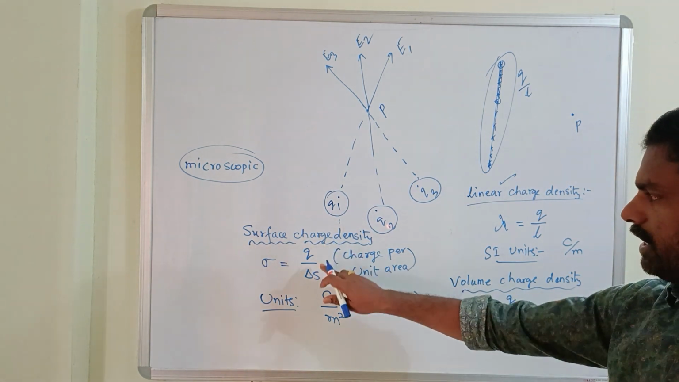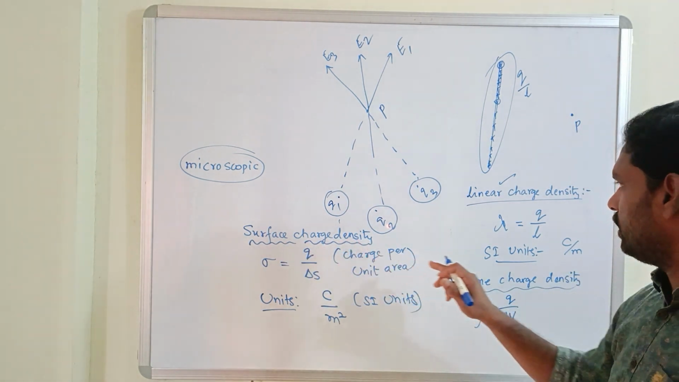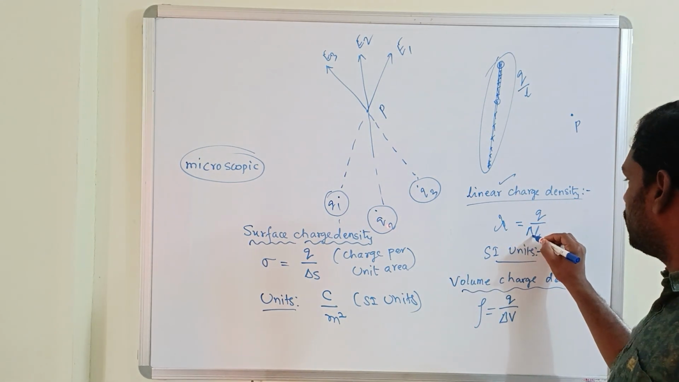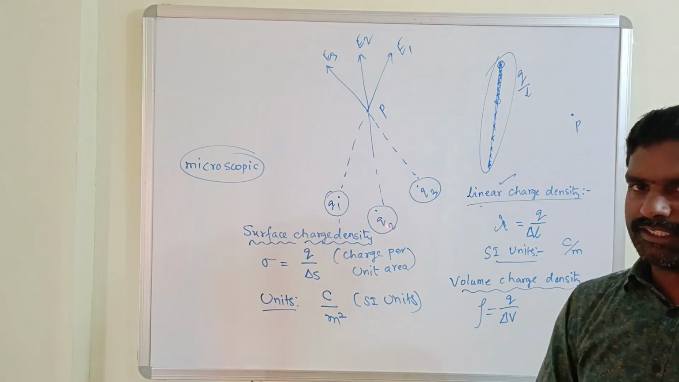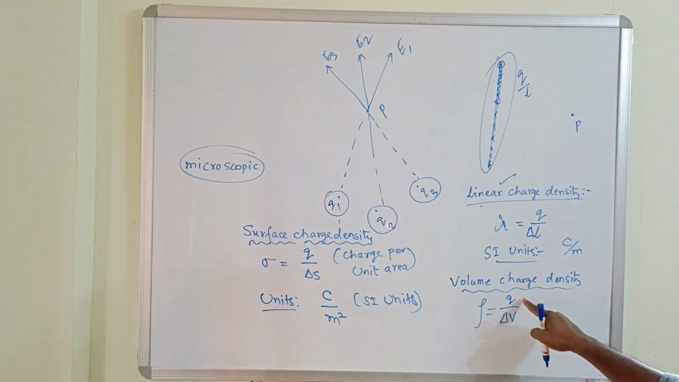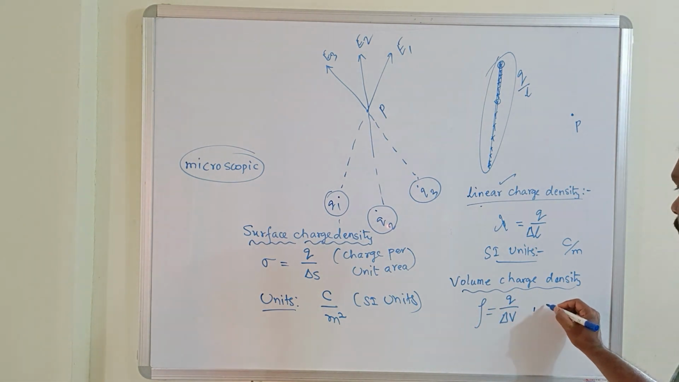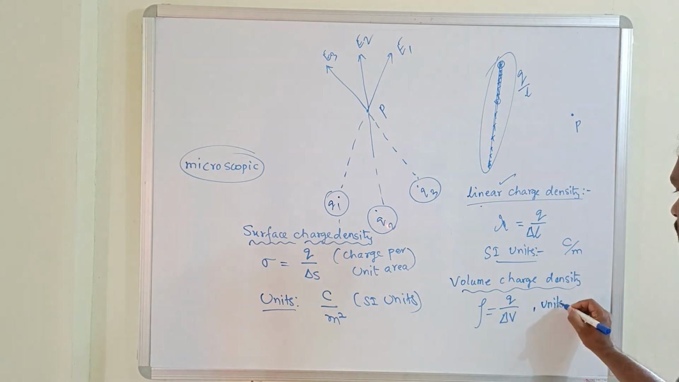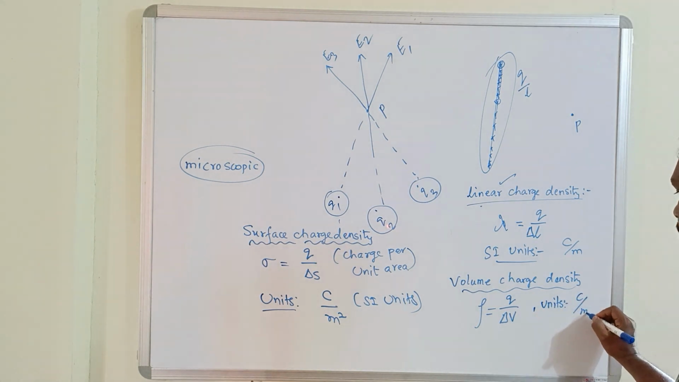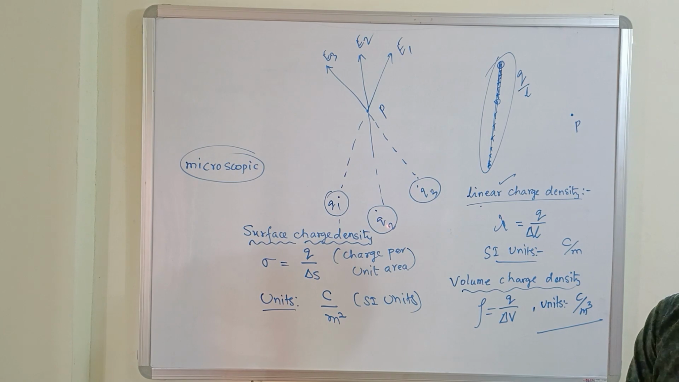Net charge per unit area gives us surface charge density. Net charge per unit length gives us linear charge density. And net charge per volume gives us volume charge density. The SI units are coulomb per meter cube.